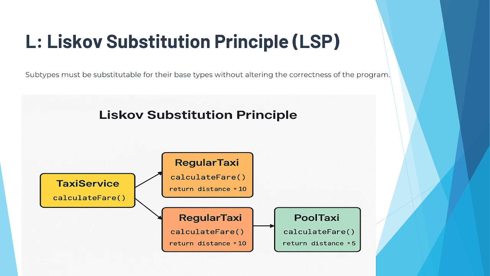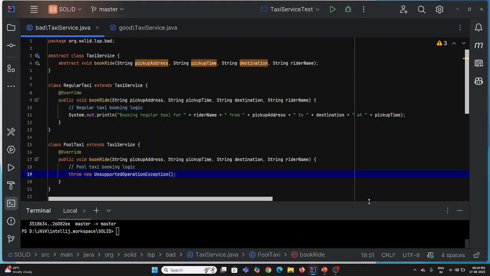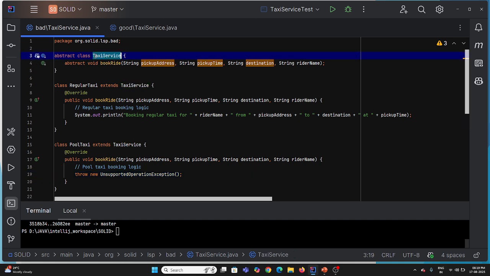Now let's understand it through examples. I'll take one bad example and one good example. Let's start with the bad example. Here I have a taxi service and two subtypes of this taxi service. One is regular taxi, another one is pool taxi. My regular taxi has some methods and my pool taxi also has some methods.